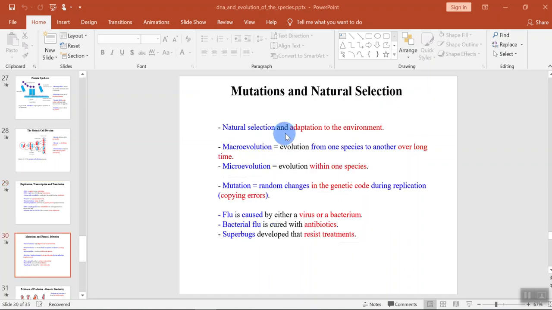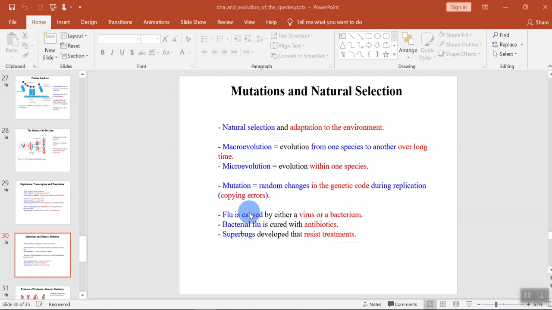Okay, and then mutations and natural selection. We said natural selection and adaptation to the environment. Those are factors in evolution. There's macroevolution and microevolution. Macroevolution is from one species to another over a long time, and microevolution is within one species. There's mutation, random changes in the genetic code during replication. These are copying errors. When you copy 23,000 base pairs, errors enter, and that forms the mutations.